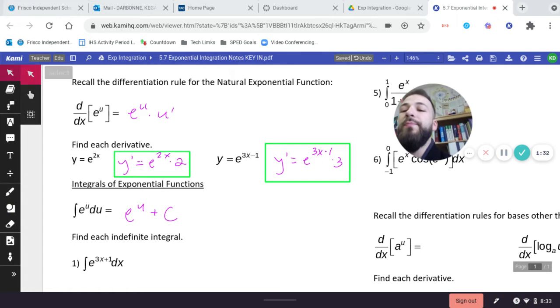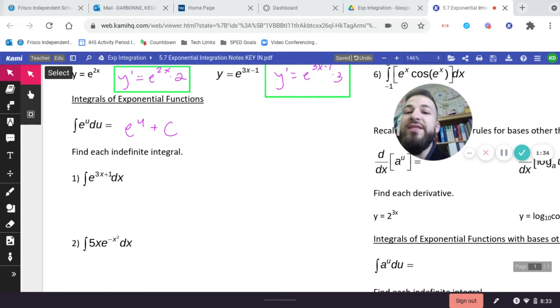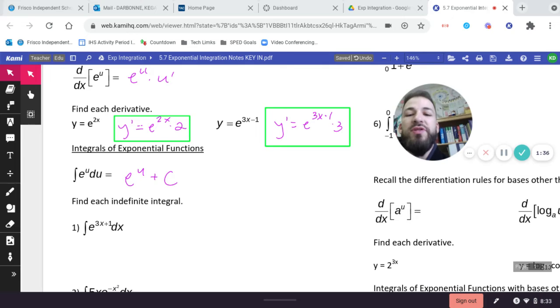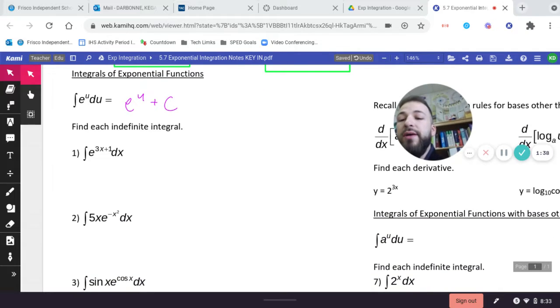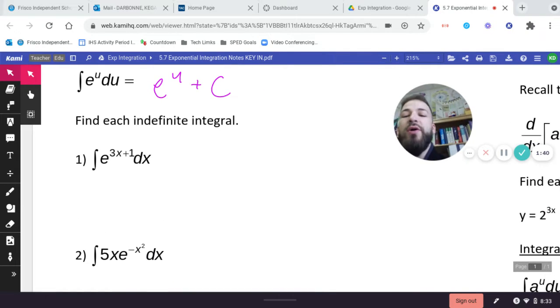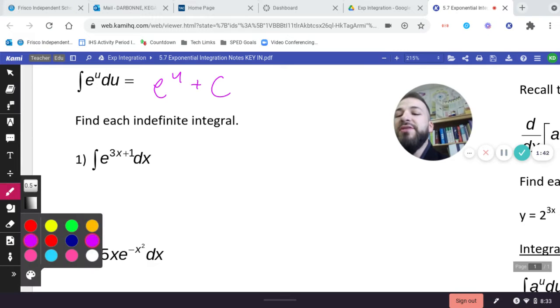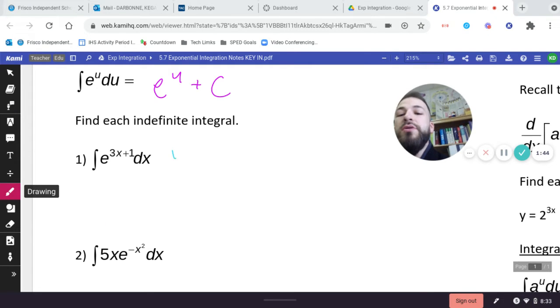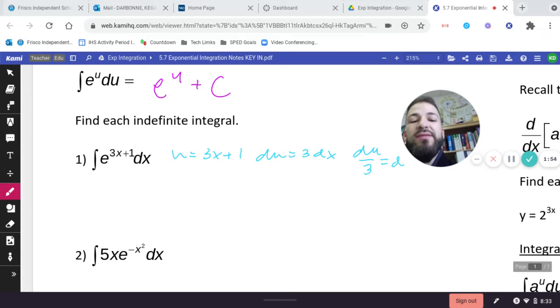So let's look at number 1. Number 1, we have e to the 3x plus 1. So kind of similar to the derivative we just took. Okay. So I have something more than x going on in my exponent, so I have to take a u sub here. So my u is equal to 3x plus 1, which means du is equal to 3 dx, which means du divided by 3 is equal to dx.